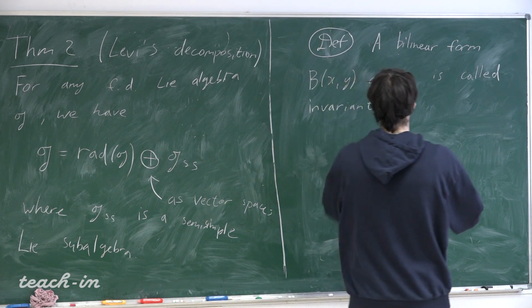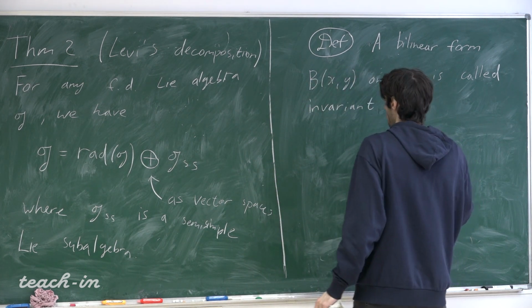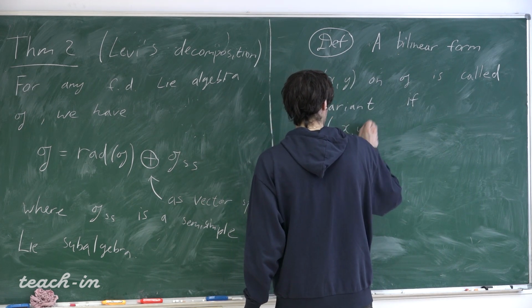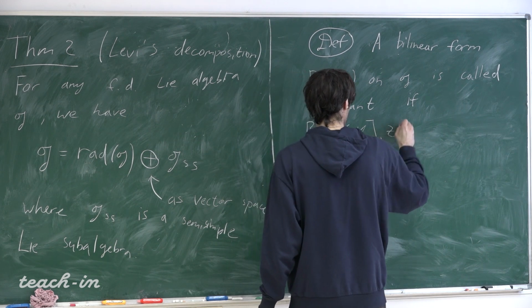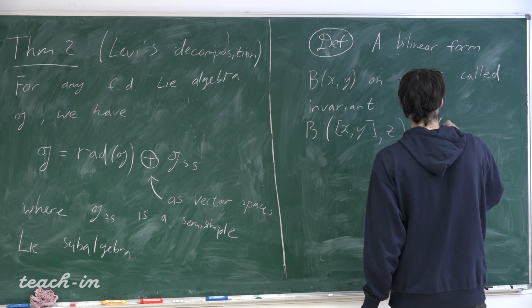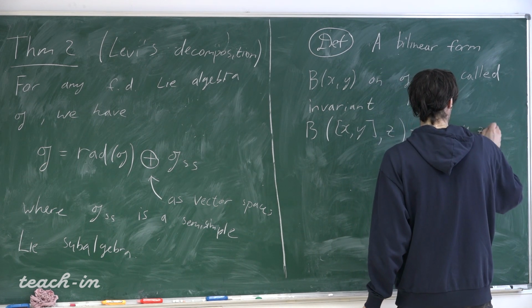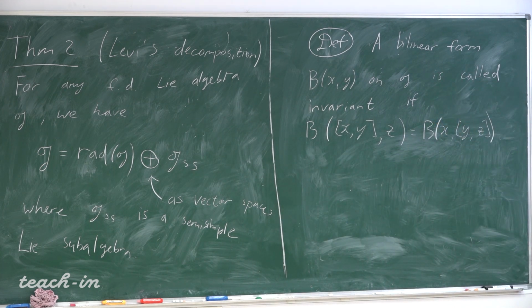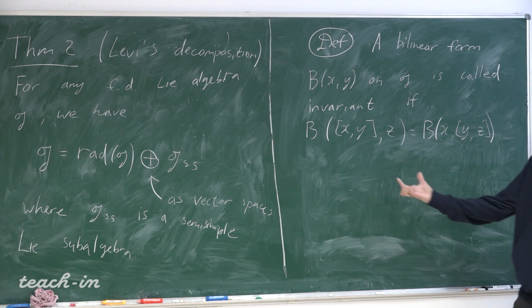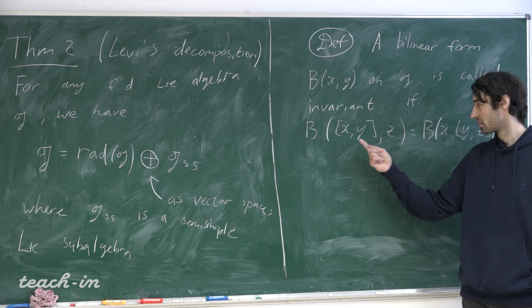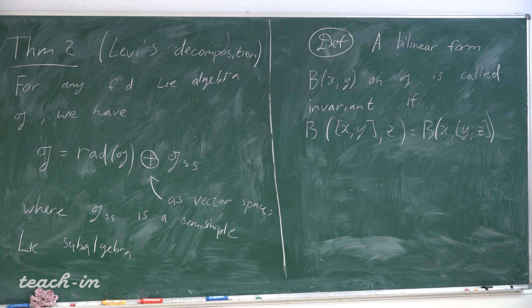It's called invariant if we have the following: B([x, y], z) equals B(x, [y, z]). So I can take this bracket and then shift it to this, shift it like that, if you wish.